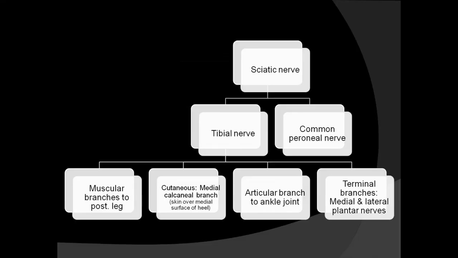Sciatic nerve gives mainly 2 branches initially, tibial nerve and common peroneal. Tibial nerve again gives muscular branches to posterior leg compartment, cutaneous medial calcaneal branch, skin over medial surface of heel, articular branch to ankle joint, terminal branches to the medial and lateral plantar nerves.